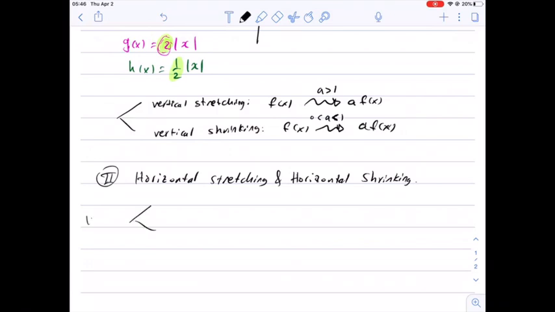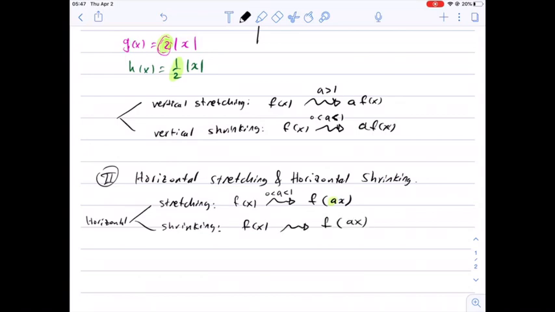So we have horizontal stretching if we multiply the variable of the function by a. Notice here we multiply the variable x by the constant a. We didn't multiply the whole function, just the variable. And here a is less than 1, and we get horizontal shrinking if we multiply the variable of this function by a constant that is greater than 1.